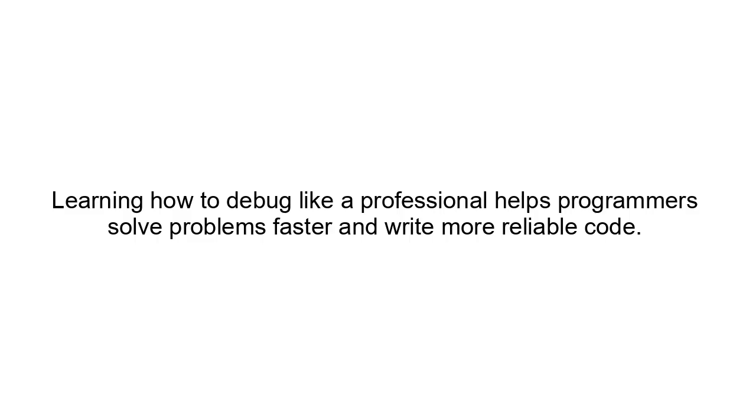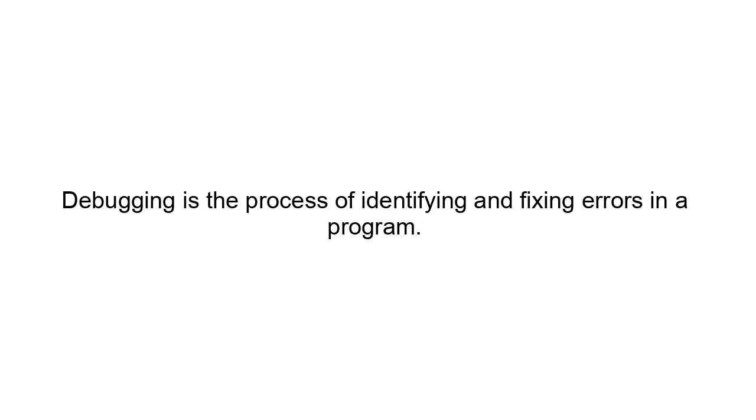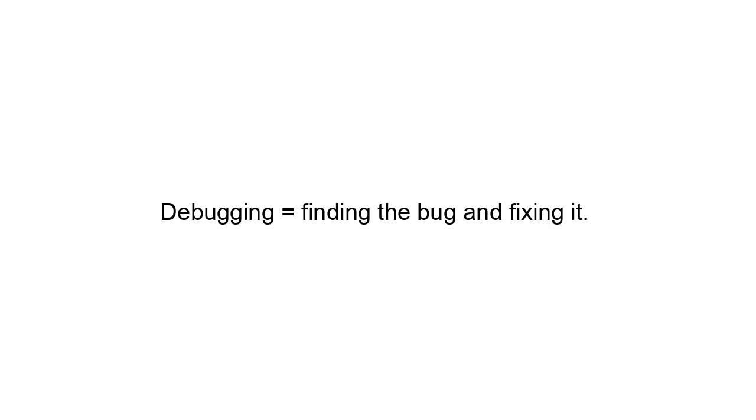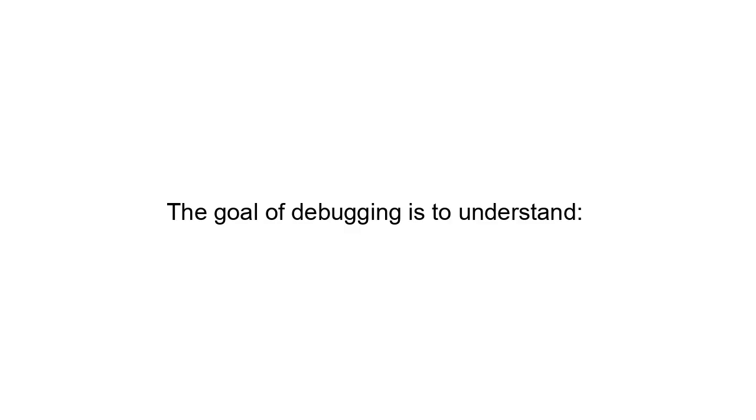What is debugging? Debugging is the process of identifying and fixing errors in a program. In simple words, debugging equals finding the bug and fixing it. The goal of debugging is to understand what went wrong, where the problem occurred, why it happened, and how to fix it.